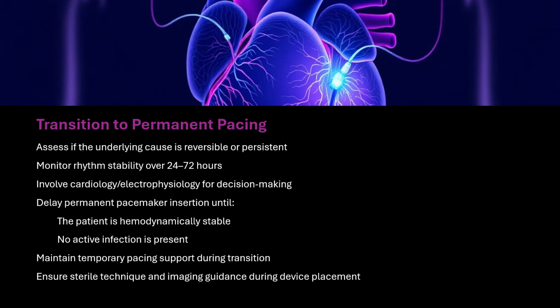In addition, regarding permanent pacemaker, we assess whether the underlying cause is reversible or persistent. We monitor the rhythm stability over 24 to 72 hours and involve cardiology and electrophysiology in this decision. Delay permanent pacemaker insertion until the patient is hemodynamically stable and no active infection is present. We maintain temporary pacing support during the transition, and we should ensure sterile technique and imaging guidance during device placement.